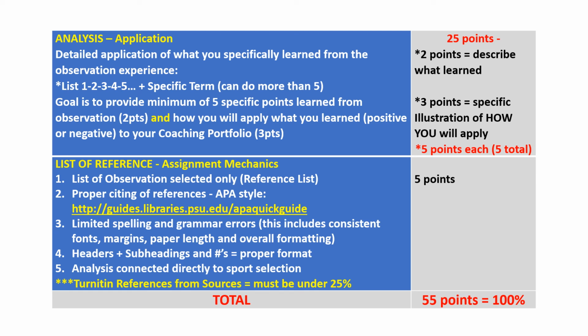Last, as always, list of references and assignment mechanics. Real simple here, and again, references to the sources. For Turnitin, the similarity must be under 25%. Again, 55 total points. This should be fun. Pick something you enjoy or will enjoy observing, or that could be really applicable to your program, and then just do the review and the analysis with it, and you're set.